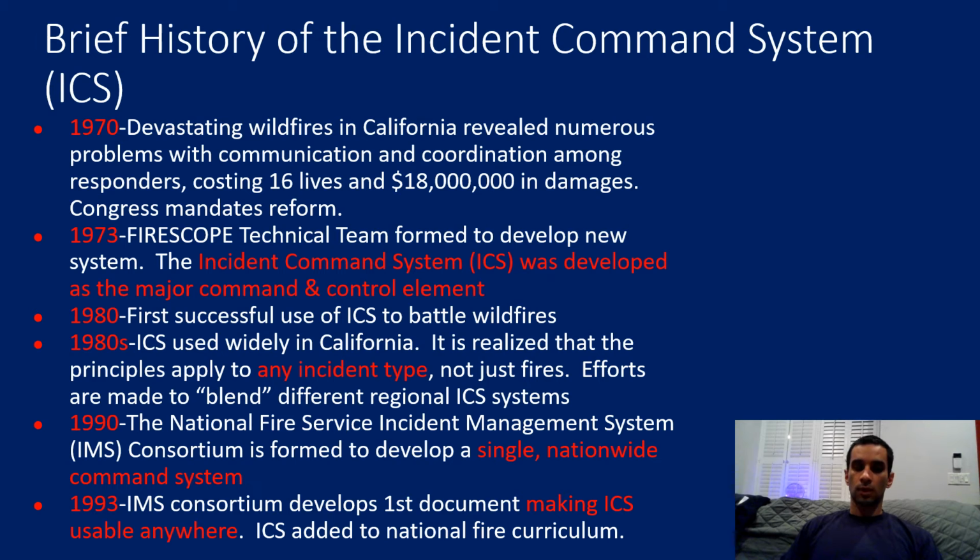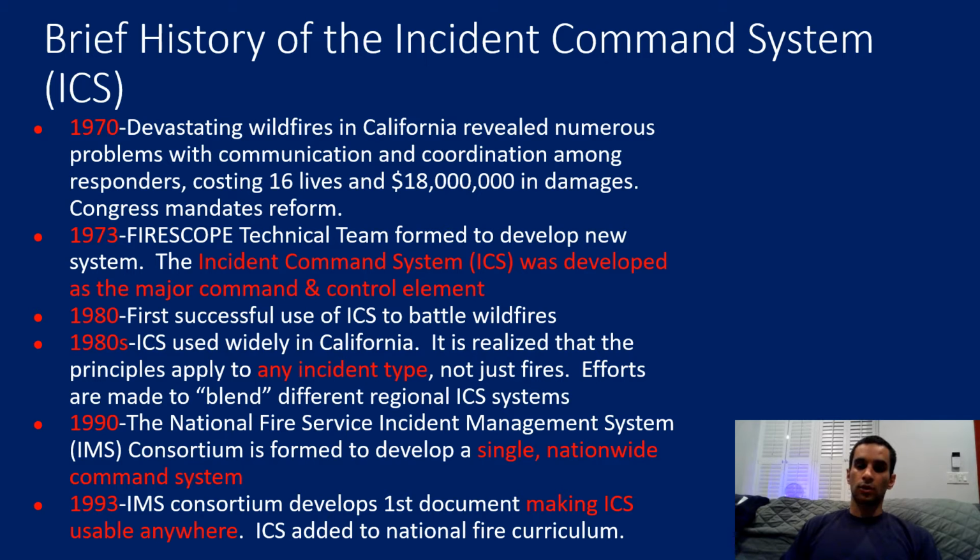So first, let's talk about the history of NIMS and ICS. This began really back in 1970, where there were devastating wildfires going on in California. It was causing loss of damage. It was causing loss of life. And there were a lot of problems with communication and coordination among the emergency responders, and something needed to be done about it. So 3 years later, in '73, the FireScope technical team started to develop what would become known as ICS as a command and control element. And in 1980, it was used to battle wildfires.